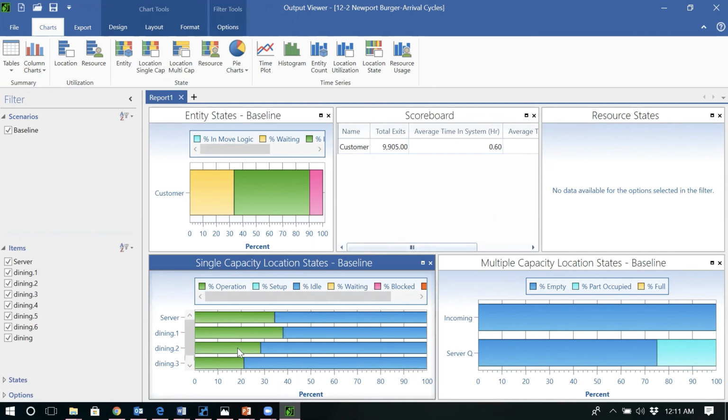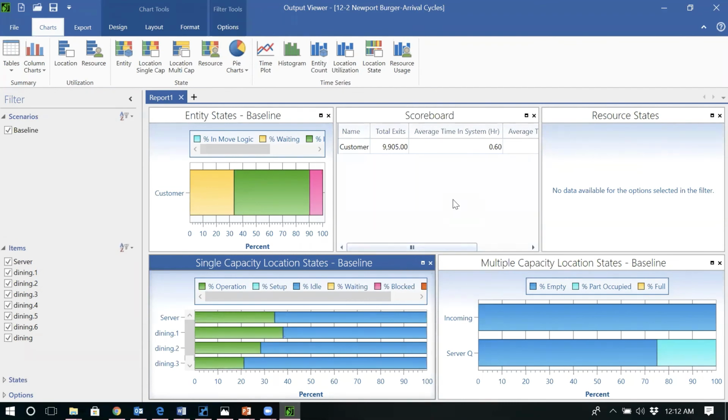And right here, we can see the percentage in operation of the dining tables. Since the allocation rule for these dining tables was first available, the customers went to the first one that is available. If that one is busy, then to the second one, then to the third one, and so forth. As you can see here, in the rest of the dining tables the percentage in operation is less and less. And finally, the last one shows the average of the percentage in operation in all dining tables.